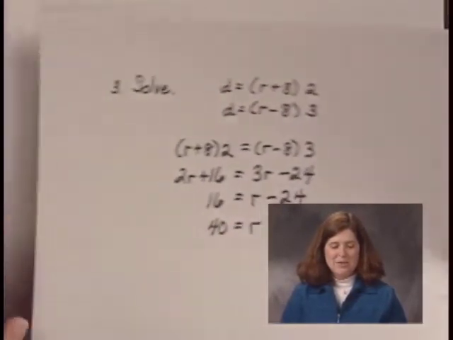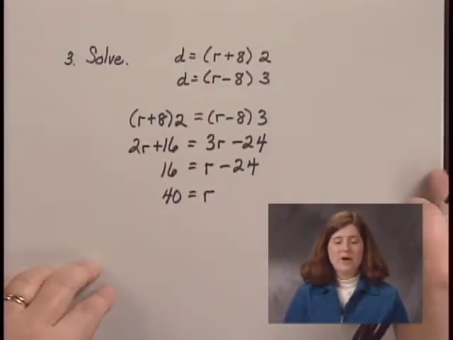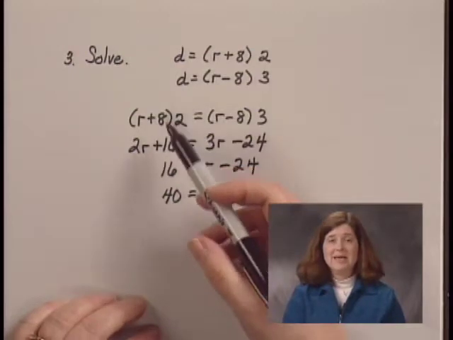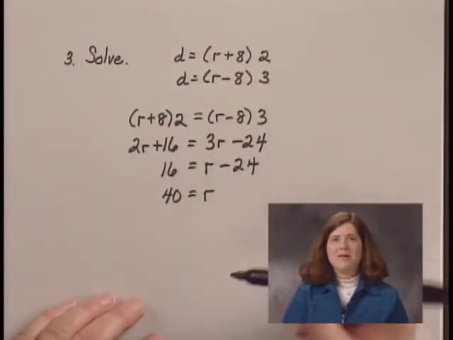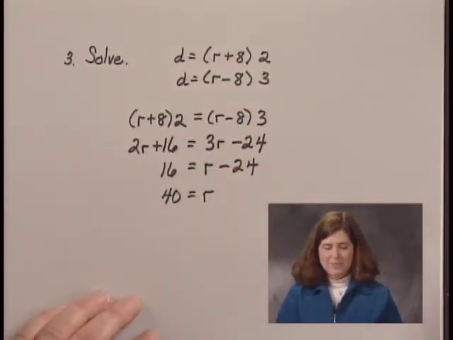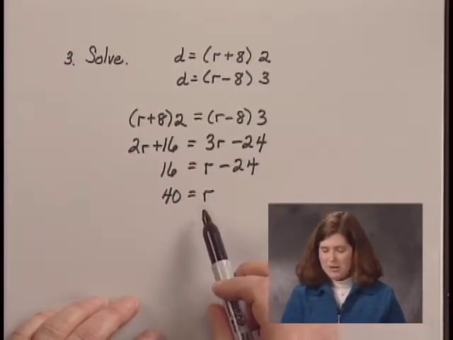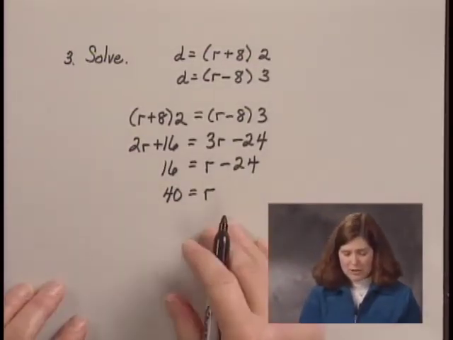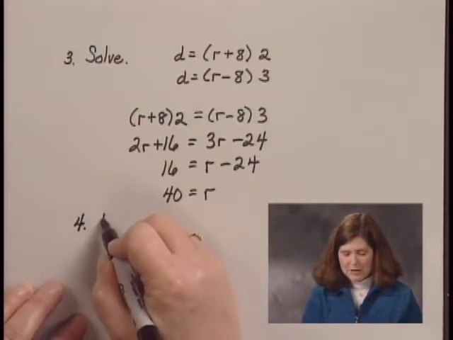But sometimes you may have defined a variable another way. Perhaps in this case we ended up solving for D, and we'd have to go back and find the actual thing we were asked to find. But in this case we did find the speed of the motorboat in still water, so we go to step 4, which is to check.